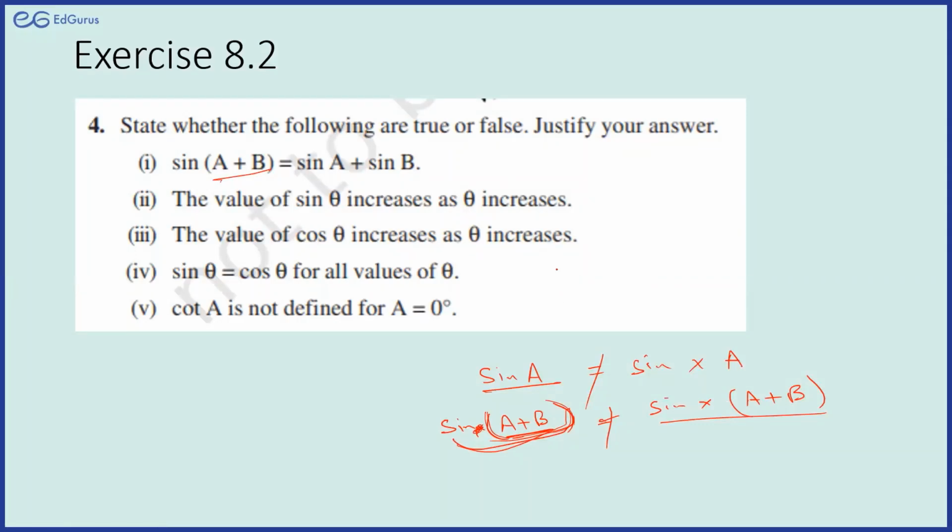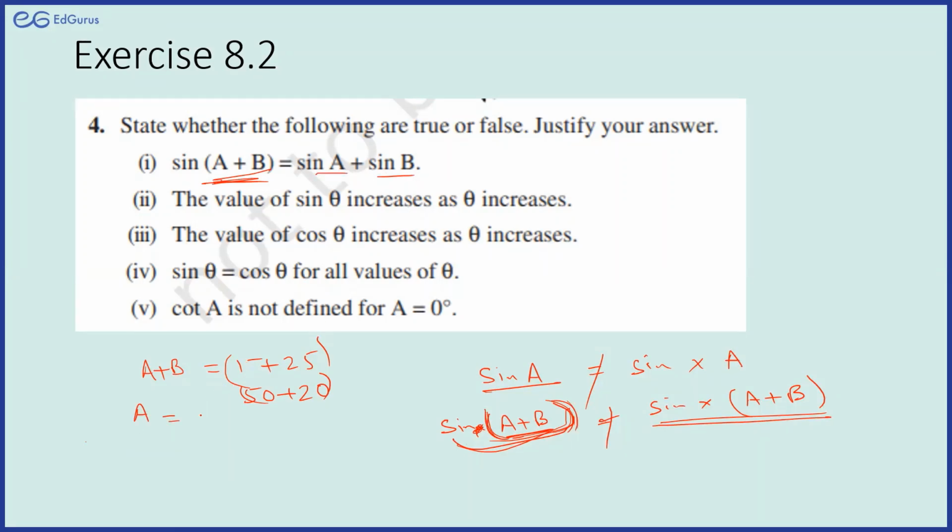So what are we really saying here? I am saying some angle A plus B. A plus B is some angle. It can be 15 plus 25. It can be some other angle, 50 plus 20, any angle. But ultimately, it's two angles which we are adding together. And we are saying sine of that sum of angles is equal to sine A plus sine B.